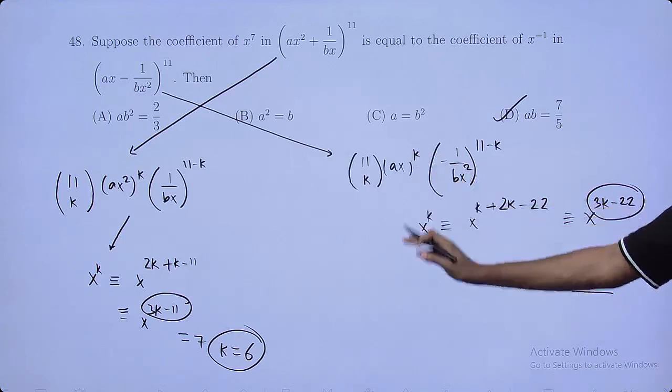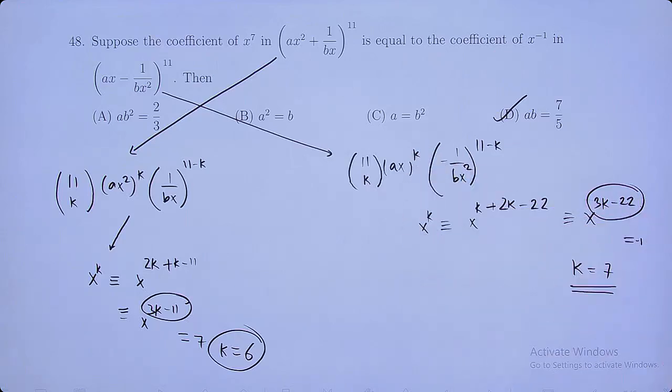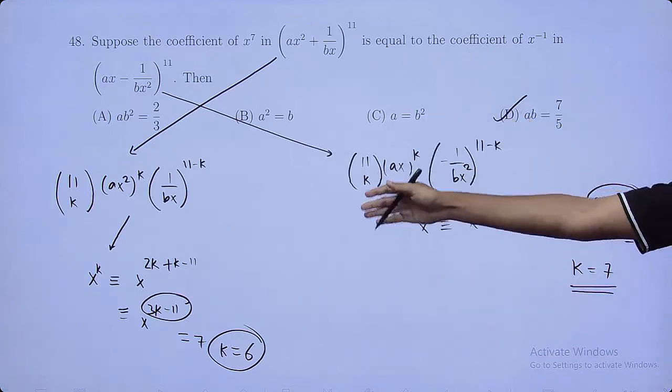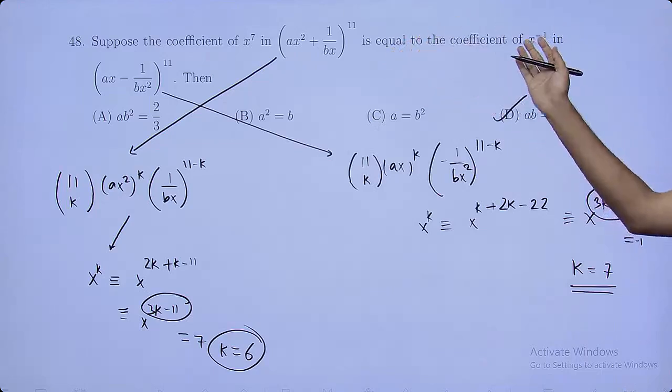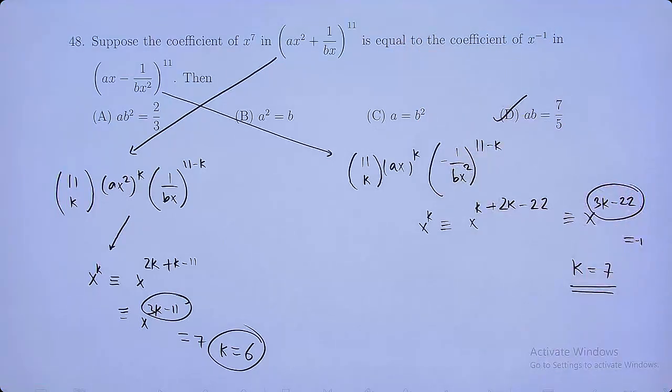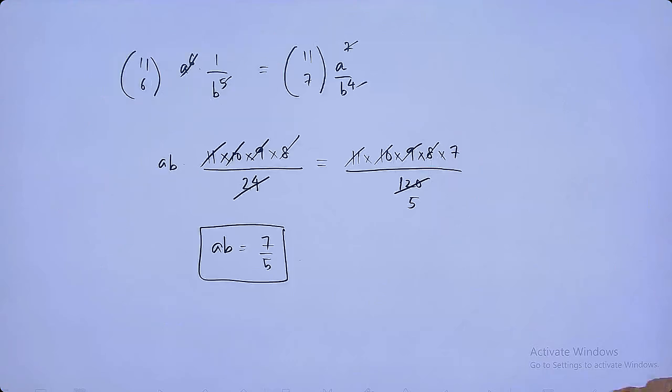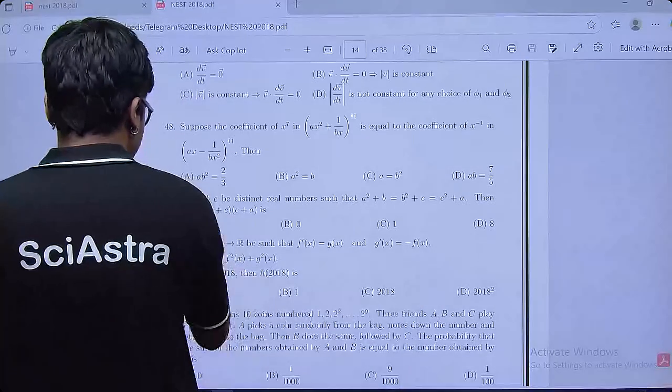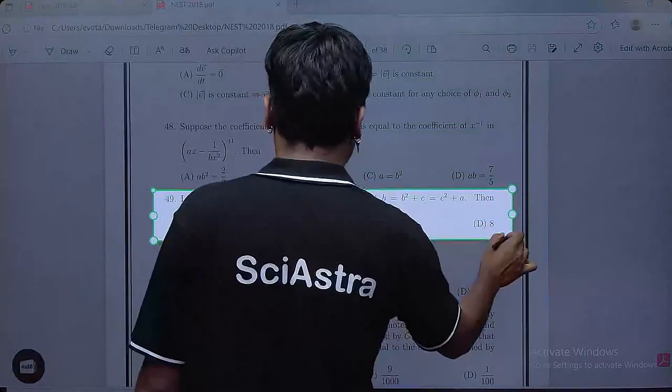Cool, simple. Okay. Just look for the general term. Look which term gives you x power 7 in the first one, x power minus 1 in the second one. Equate them, you get the relation between A and B. Alright. Cool. This is question 48. Going to question 49. Again, 49 is one of the easier questions in this paper.